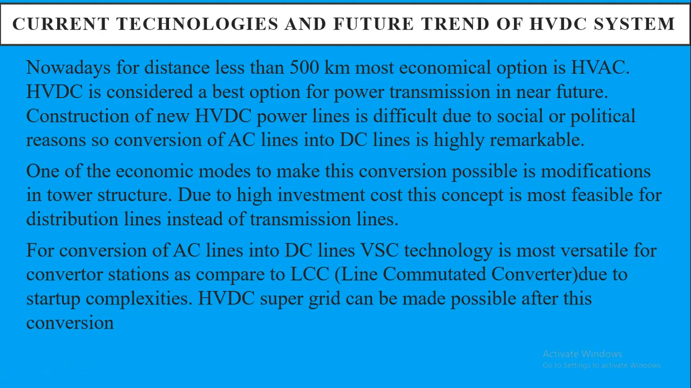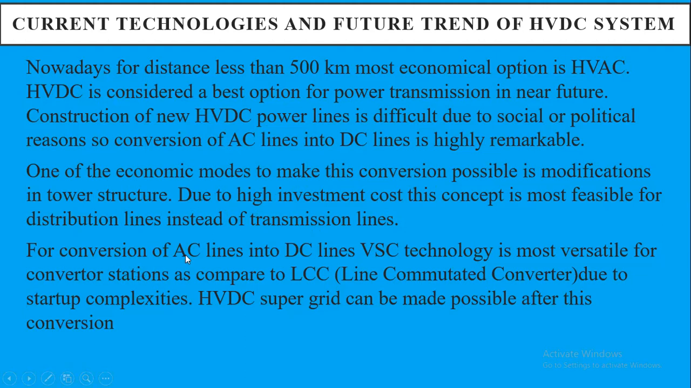And due to these conversions, harmonics losses, power electronic space losses should be counted, but this loss is less than the loss of electricity, wastage of electricity in losses in HVAC systems. One of the economic modes to make this conversion possible is modifications in tower structure. Due to high investment cost, this concept is most feasible for distribution lines instead of transmission lines.